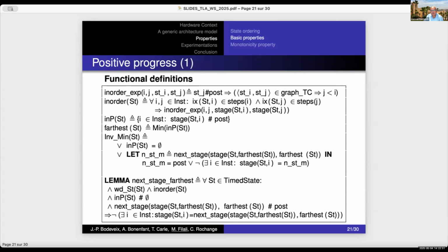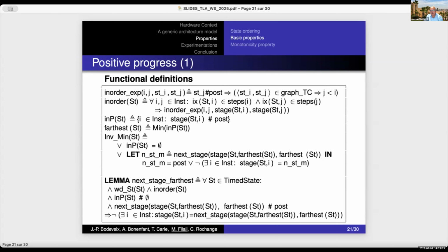I now illustrate the use of these definitions on the one property that we call positive progress. Intuitively, positive progress says that globally the pipeline should not stall. At least one instruction should move over the pipeline. And the idea of this property is that, as usual, we have to exhibit one instruction that will always move over the pipeline.